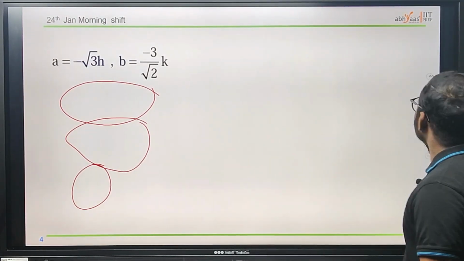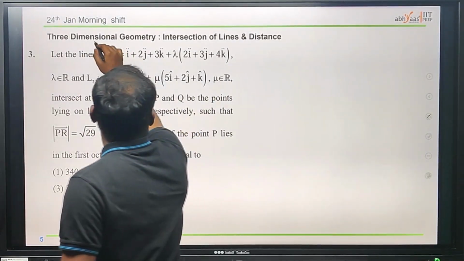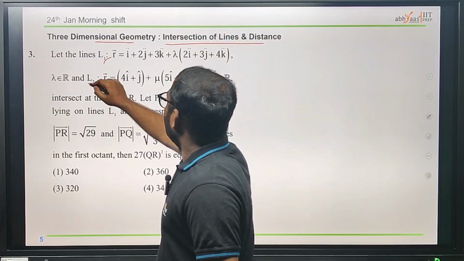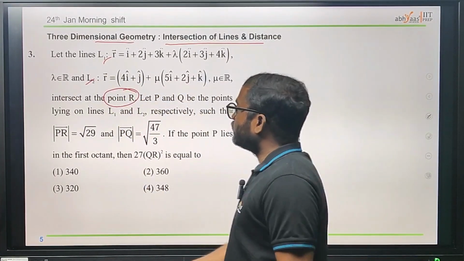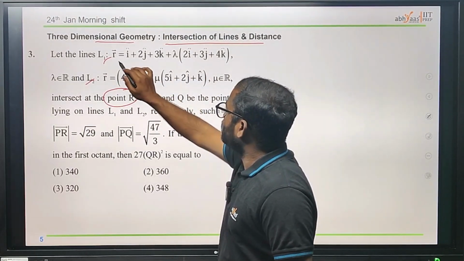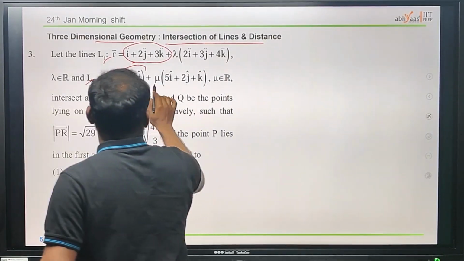Now coming to the next question, on the basis of three-dimensional geometry, which is about intersection of lines and distance. Let the given lines L1 and L2 intersect at point R. These are the given lines, of the form vector plus lambda vector, and the same with mu here.